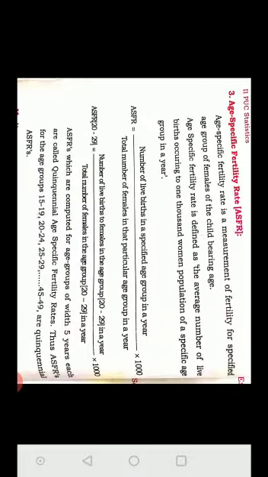One more important thing: when ASFR is computed for an age group with a width of 5 years, you call it the quinquennial age specific fertility rate, and that we will be using to calculate the total fertility rate.